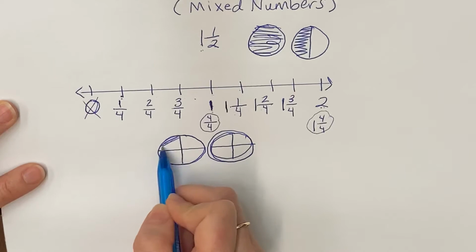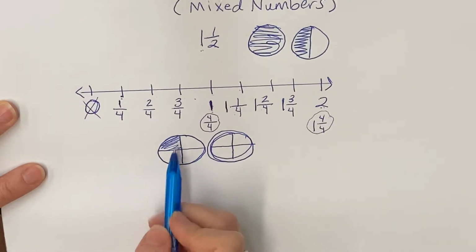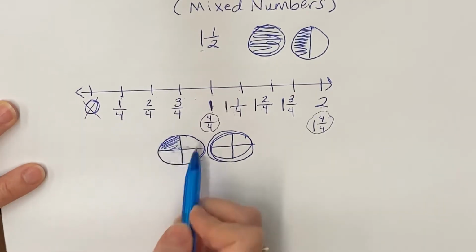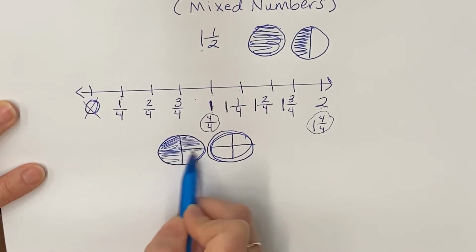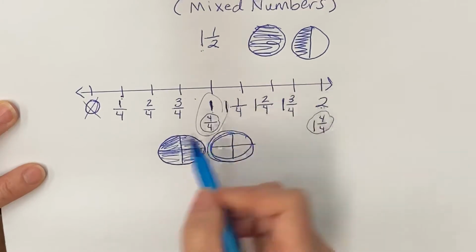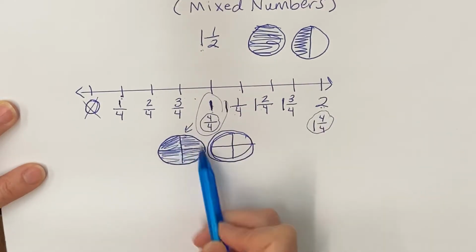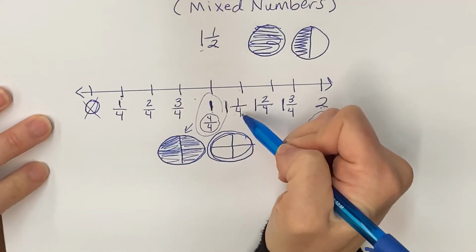Okay, so let's see what this looks like down here. 1/4 would be colored in as 1 piece out of 4. 2/4, 2 pieces. 3/4, 4/4. So this is where I am now. 4/4 is 1 whole piece. Now let's see what this looks like.